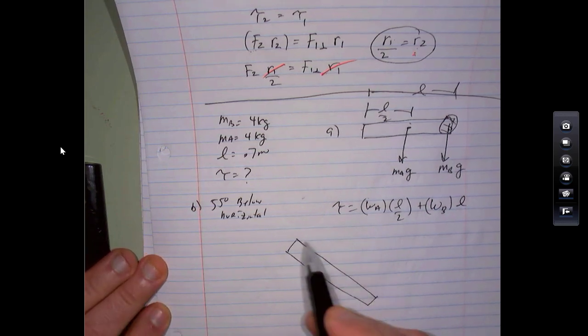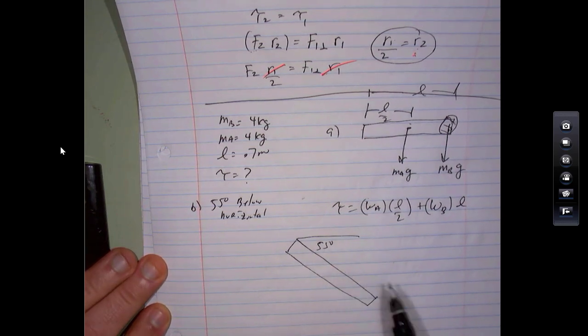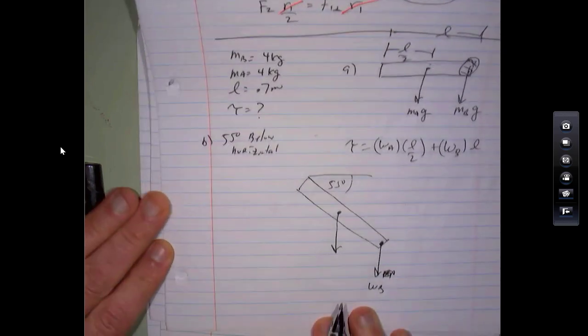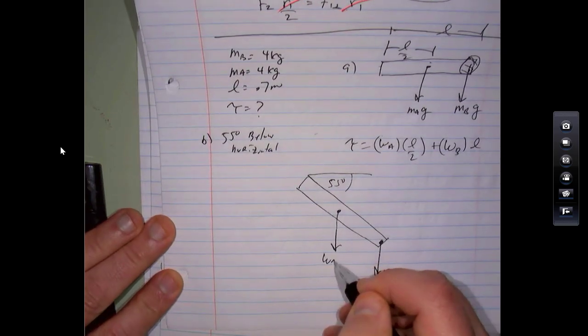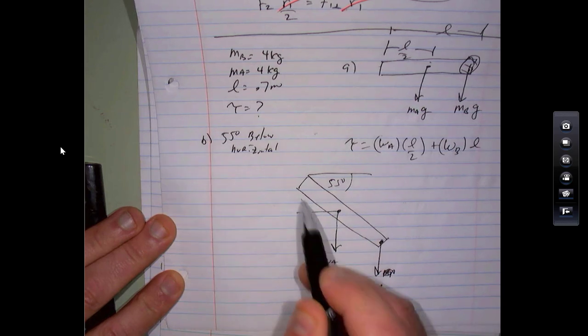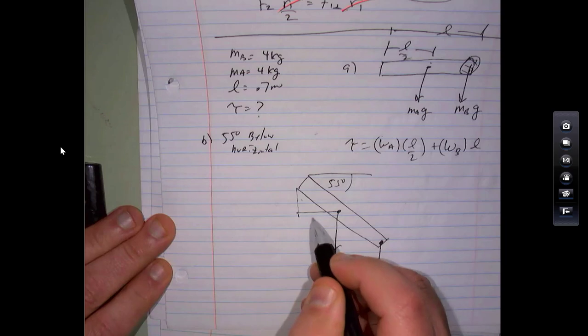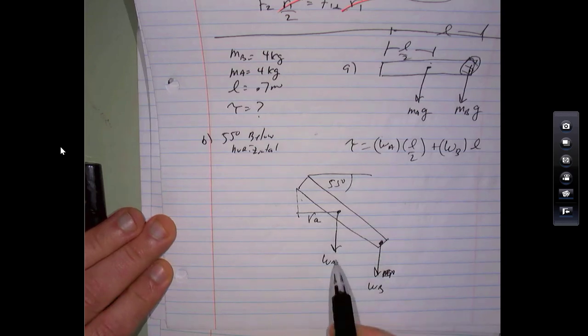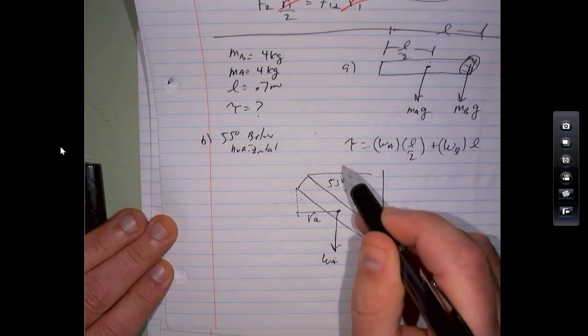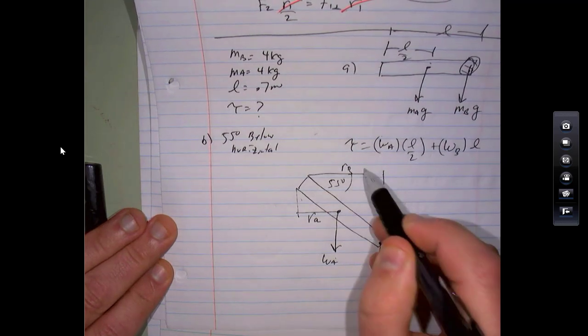So this is 55 degrees below the horizontal. You still have the weight of the arm here, the weight of the ball here. What you'll have to do though is figure out the new lever arms. So this is the distance to where the weight of the arm is working. This is the distance to where the weight of the ball is working.